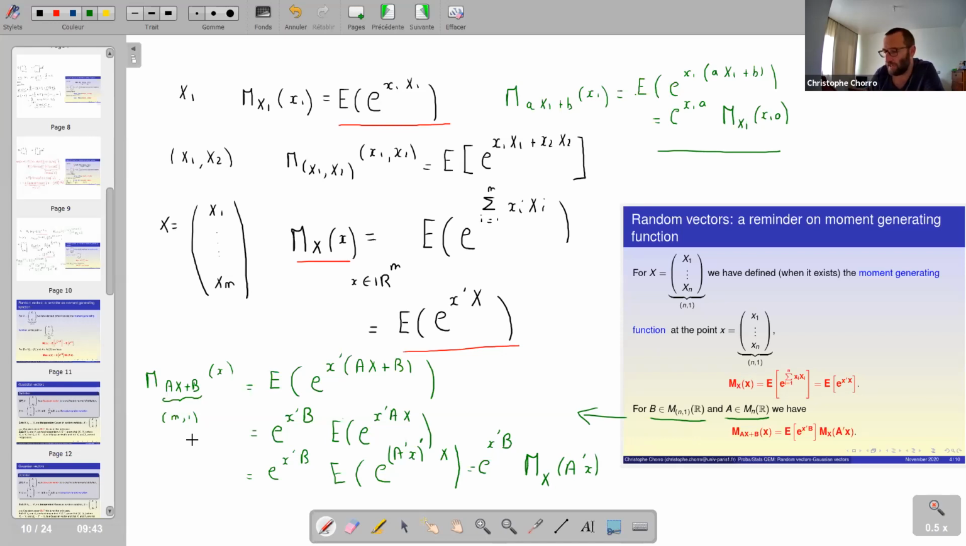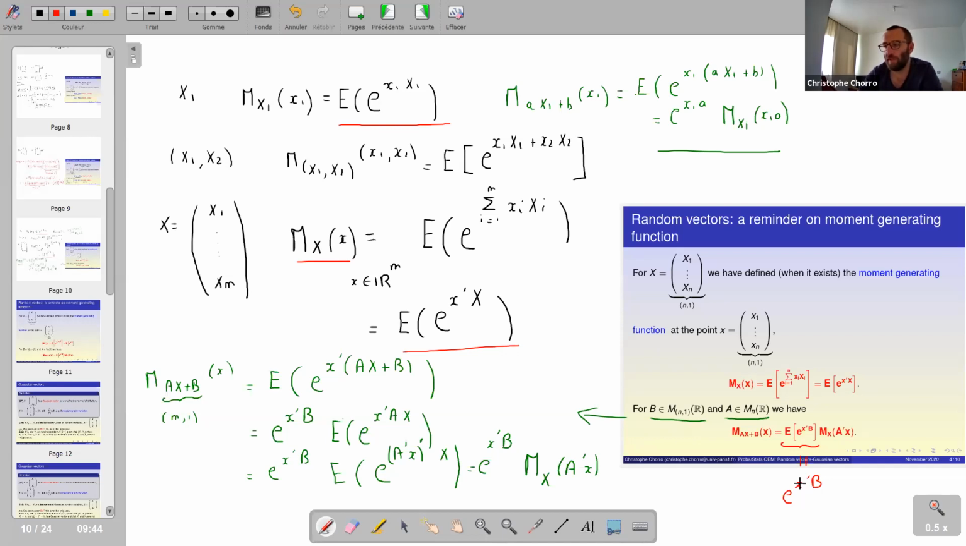Just be careful in my slide here. Not a misprint, but something that can be a little bit more precise, because this term here is just equal to exponential x prime b, because exponential x prime b is a constant, so I don't have expectation inside. It's just exponential of x prime b. So I have these rules of computation for the moment generating function of a random vector and the way to compute it if I do an affine transform.